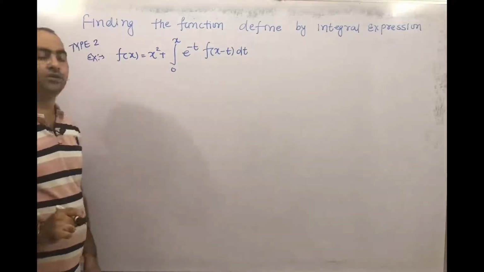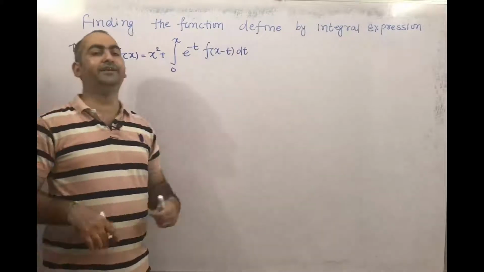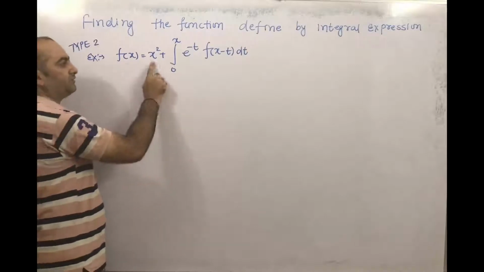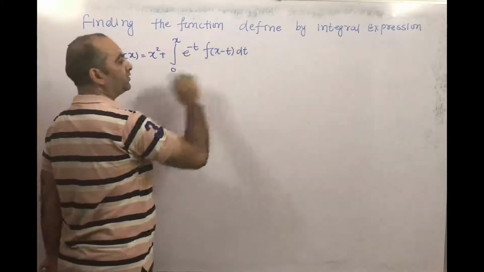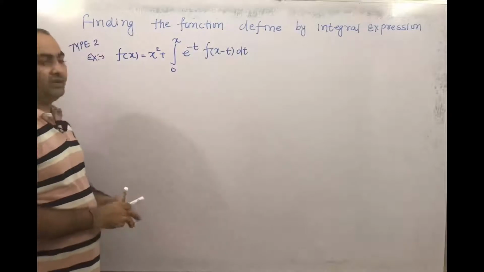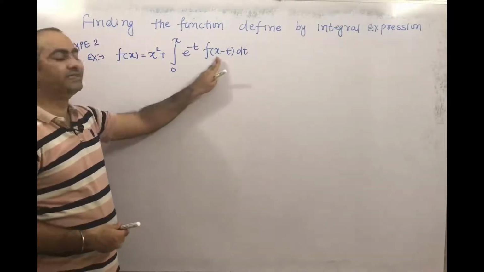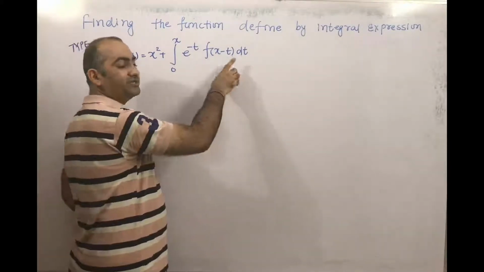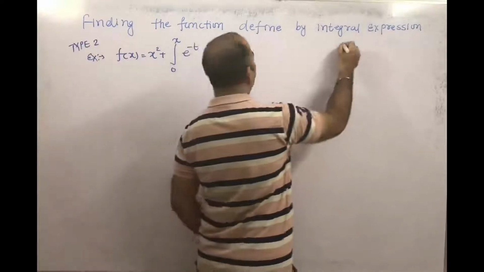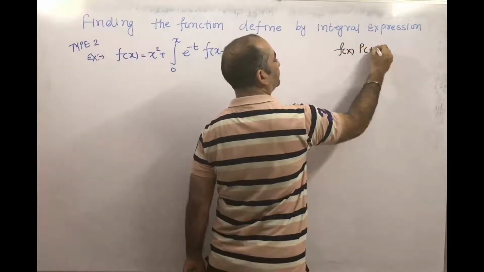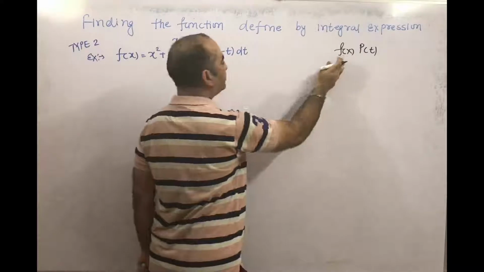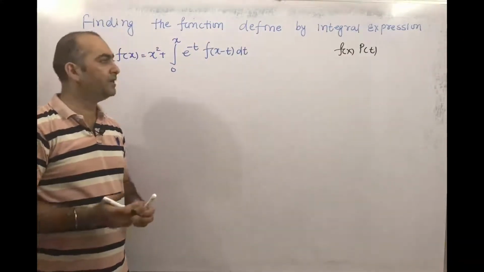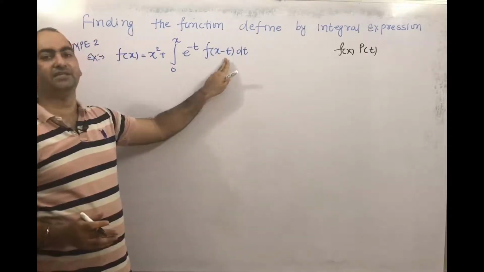Now to do this problem, what will you do? We will differentiate. But how? If you differentiate, x² gives 2x. But this integral cannot be differentiated directly, because we can't use the Leibniz formula here, since x is inside. If it were a product, suppose f(x) into p(t), then f(x) we can take outside the limit and use the Leibniz formula for differentiating. But here we can't, because of f(x - t).